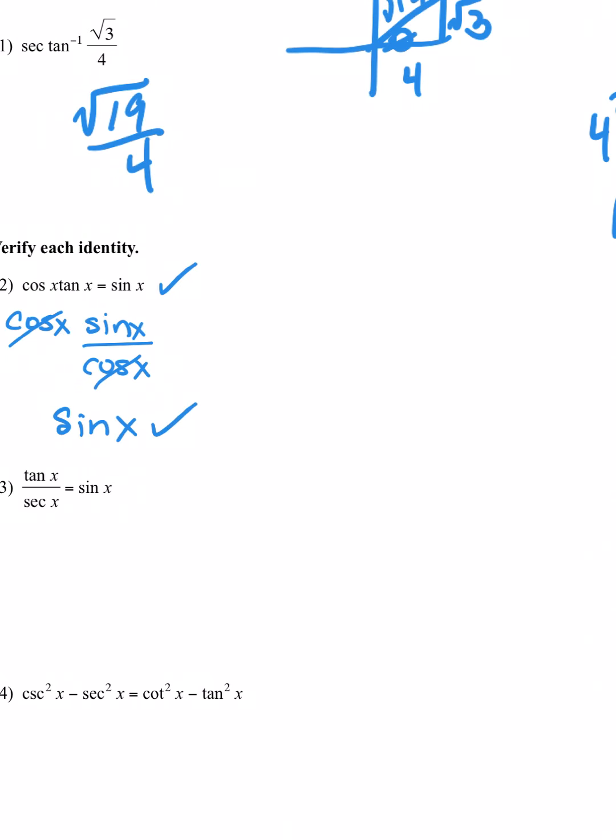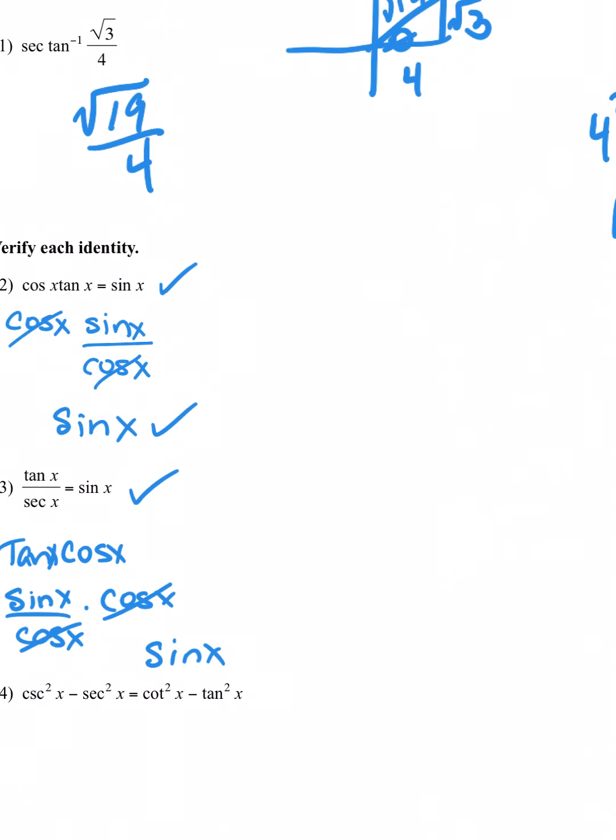The next one, I would move the secant upstairs first, so we would have tangent times cosine of x. The secant moves upstairs as cosine because it's its reciprocal, and then I would change everything to sine and cosine. Same thing's going to happen here. That's cosine of x times cosine of x. Cross those out, and we get sine of x, which is what they want us to find.